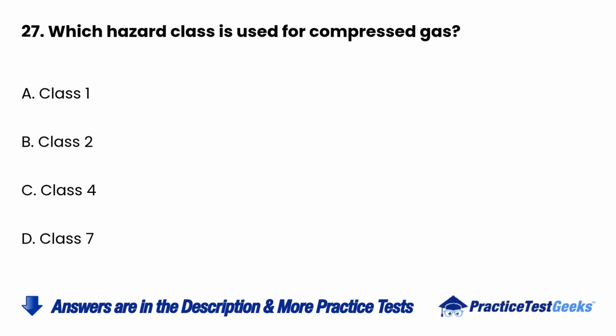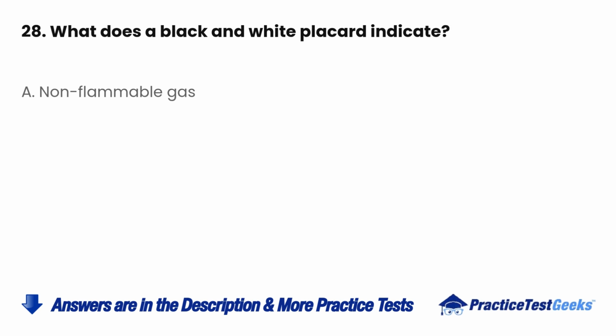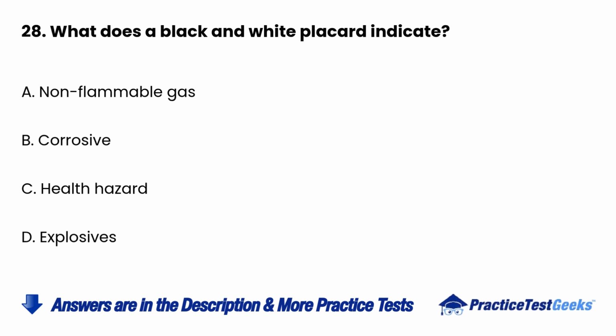27. Which hazard class is used for compressed gas? A. Class 1. B. Class 2. C. Class 4. D. Class 7. 28. What does a black and white placard indicate? A. Non-flammable gas. B. Corrosive. C. Health hazard. D. Explosives.